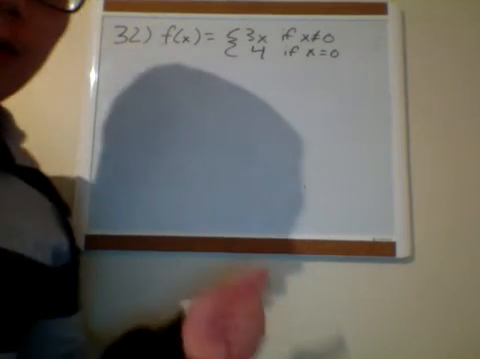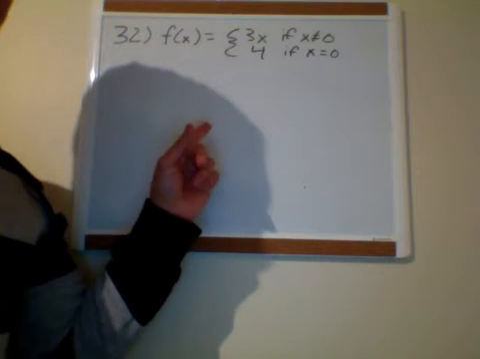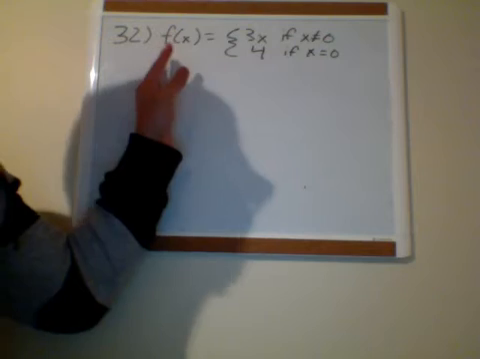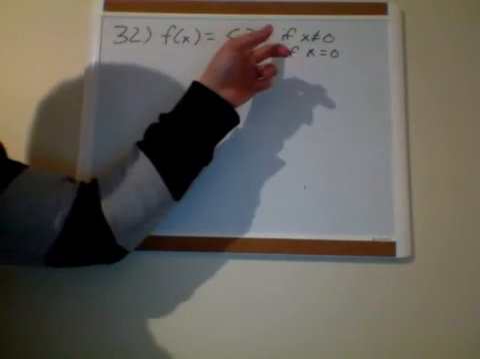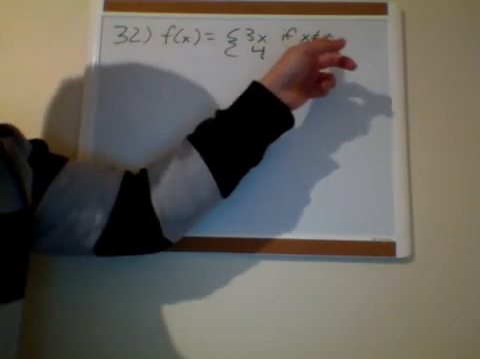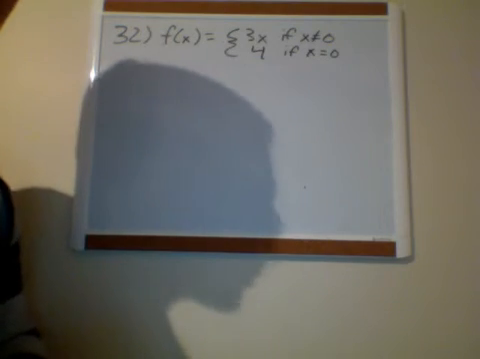Okay, so in this video we're going to go over the homework for the piecewise functions. Now I went over this one in class, but if you need it, I'm going to go over it again. Number 32, we have two separate functions here. We have f of x is equal to 3x if x is not equal to 0, and 4 if x is equal to 0.